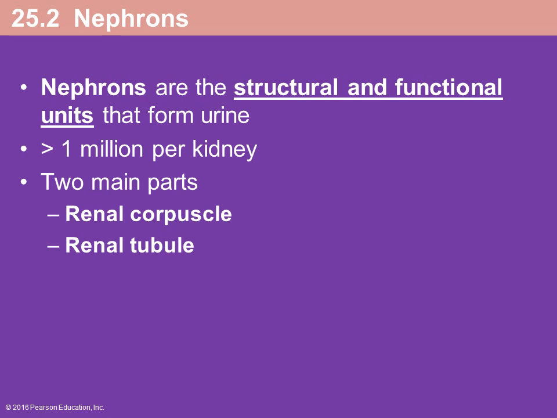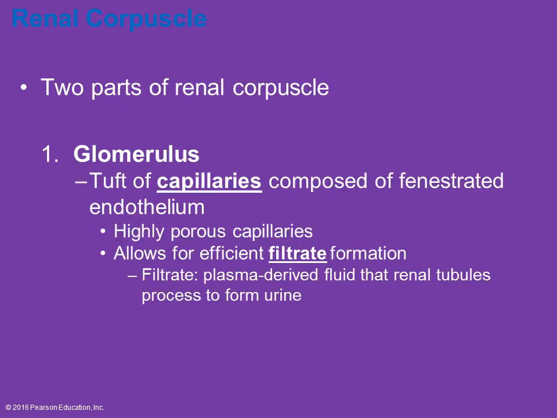The nephrons are the structural and functional unit of the kidney that actually form the urine. There are over 1 million of these per kidney. There are two main parts to it, the renal corpuscle and the renal tubule. The renal corpuscle itself has two components. The glomerulus, which I mentioned just a bit ago, has a surrounding of capillaries. In these capillaries, the epithelium is fenestrated, which means it has pores in it. This is where a lot of filtration occurs.